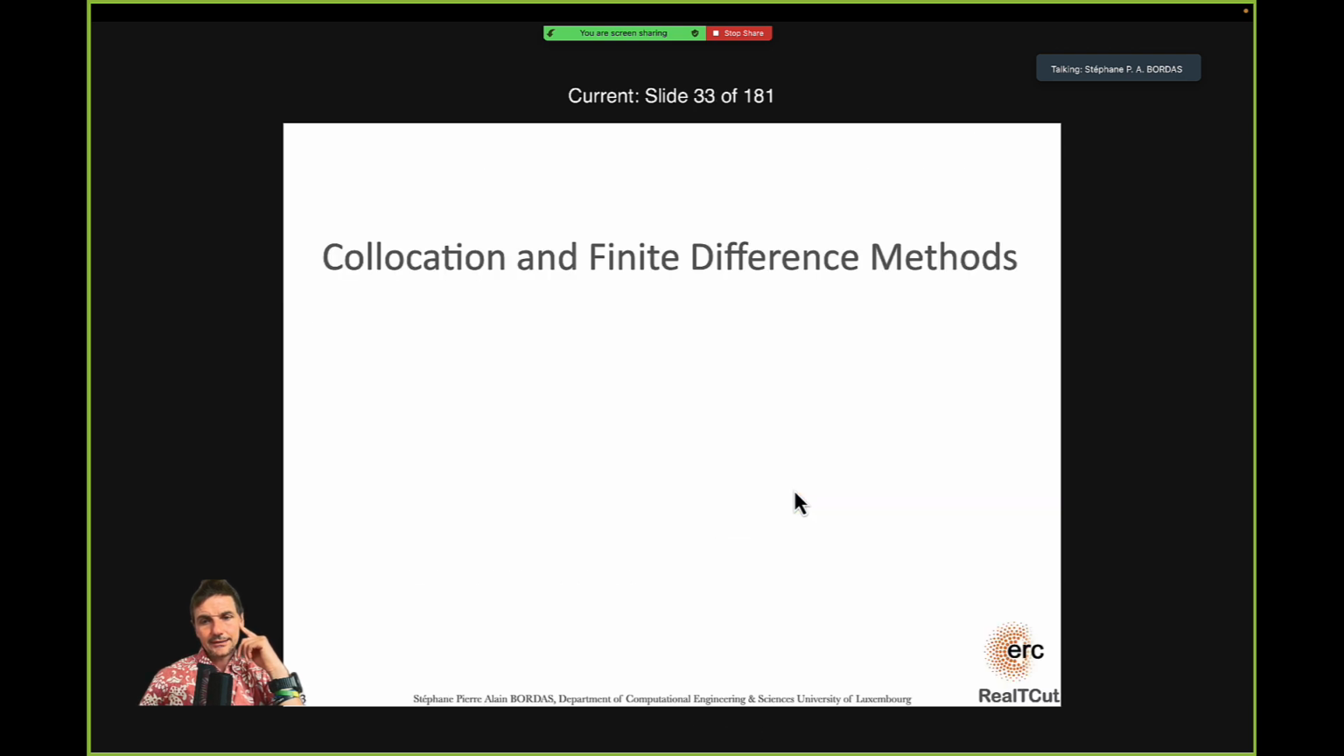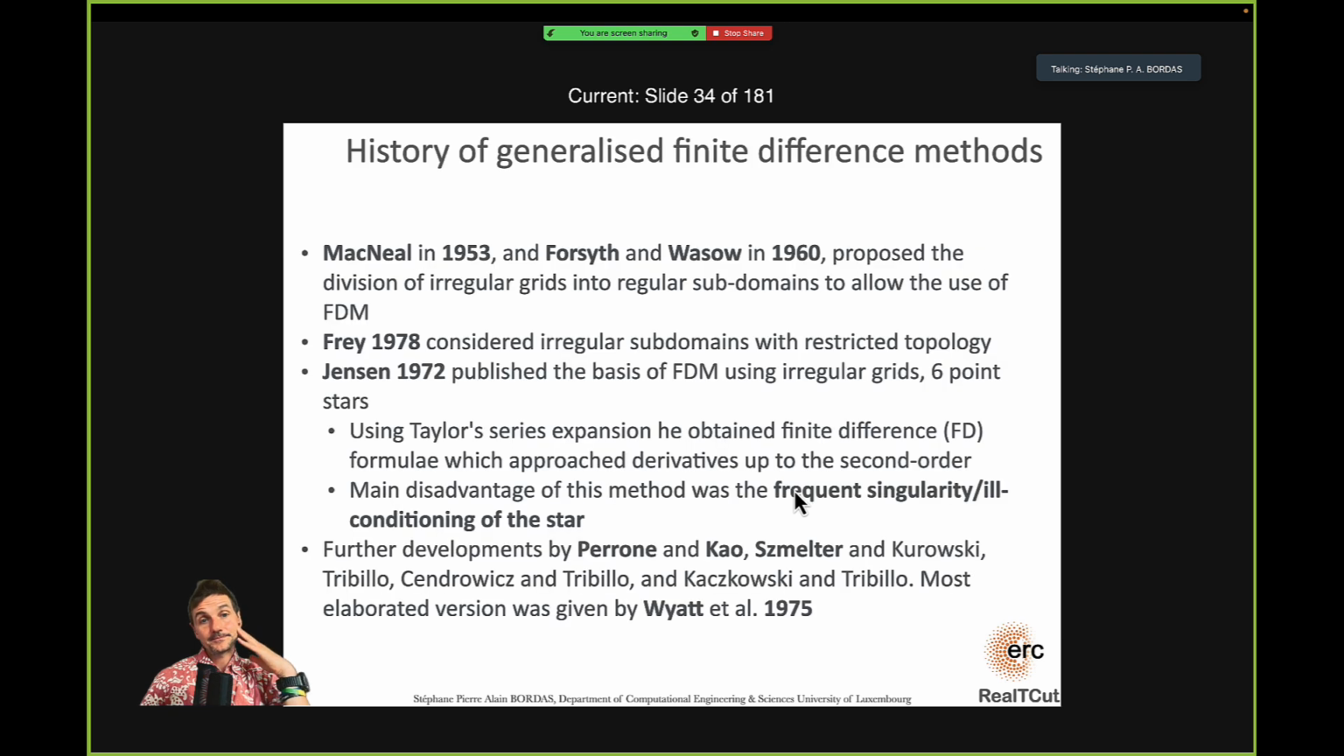Okay, so now let's see what we can do. So now, there are 2 approaches. Let's see what generalized finite difference methods can do. So what are these generalized finite difference methods? If you go back to the literature, you see 1953 already, and 1960 with McNeil, Forsyth, and then Frey 1978, Jensen 1972. And the idea is really to use Taylor series expansion to obtain finite differences. And using that, you try to approach the derivatives of the operator, right?